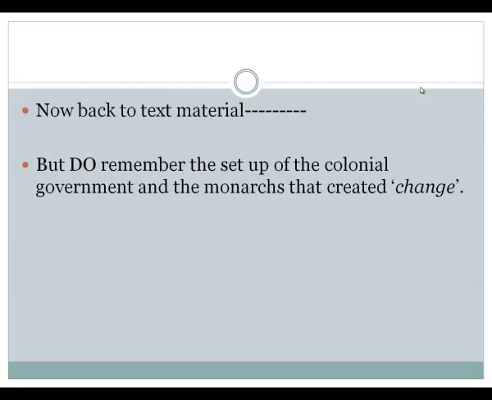And now we're going to go back to the text material, but I want you to remember the setup of the colonial government: you've got the governor, you've got your counselors to the governor, you've got your elected assembly, and remember the monarchs that created change, like Henry VIII leaving the Catholic Church and forming the Church of England so he could basically grant himself an annulment and get married.